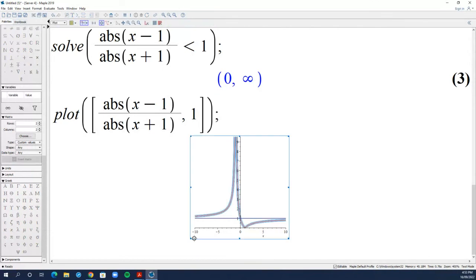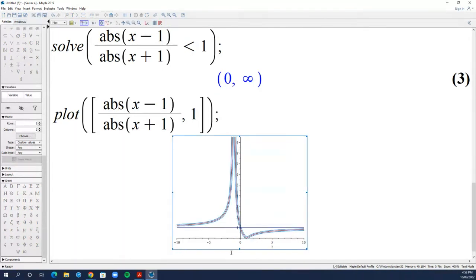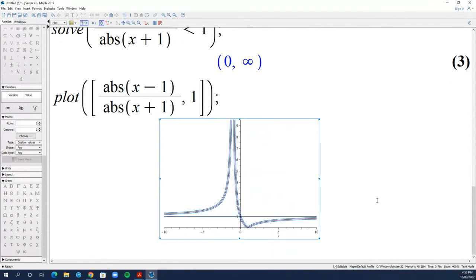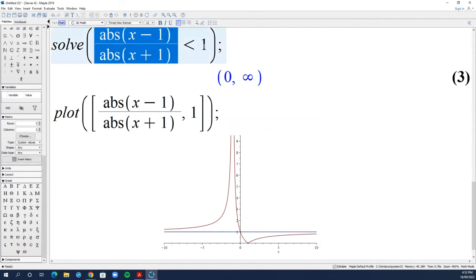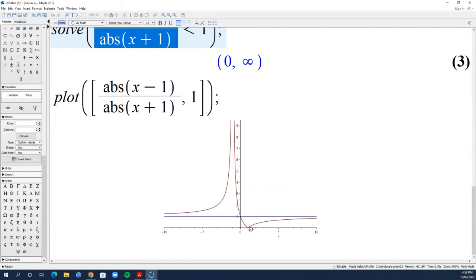Ooh. Okay, let me make that a bit bigger. Okay. So exactly, Ivy. Thank you. X is greater than 0. Right. Perfect. So let's have a look. We want to work out where the graph of that function lies below 1. So the red function is this absolute value function, and this is the region where the red curve is below the blue curve. Okay, so you can see Maple's pretty cool.